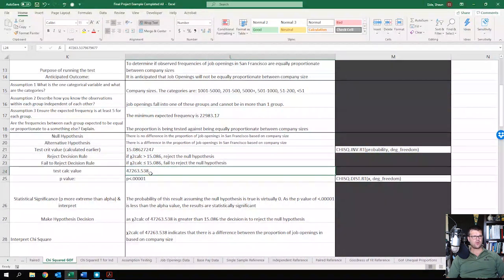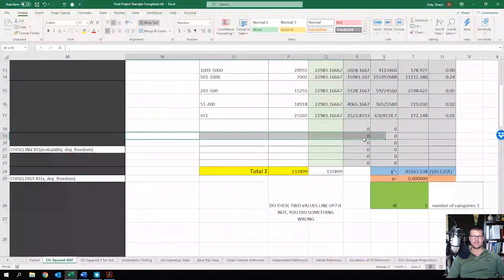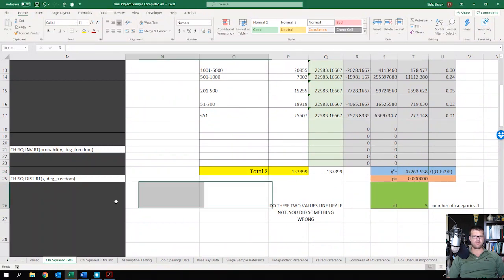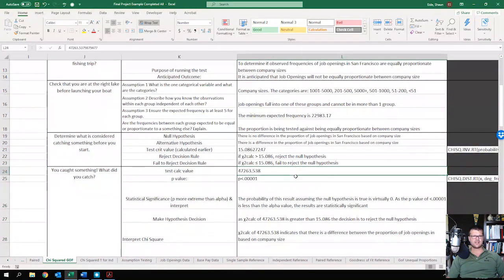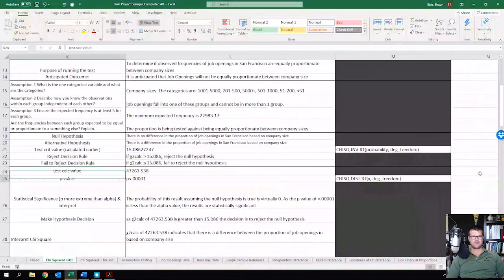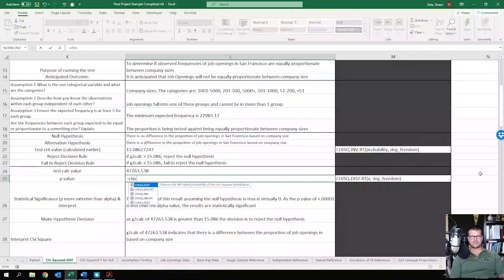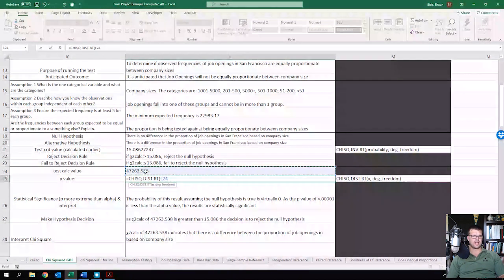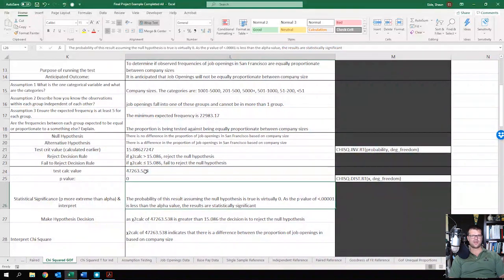Okay. Next, we've got the test calculated value. We already determined the test calculated value right here. So you just have to copy it from right here, paste it into right there, and this is the chi-squared test calculated value. And then the p-value, we already determined the p-value is right below that. And the way that you determine the p-value is equals chi-squared distribution right tail. In other words, you're finding the probability of having the particular chi-squared value. So I'm going to put the chi-squared value right there with the degrees of freedom, and that gives us 0. So the probability of this is 0.